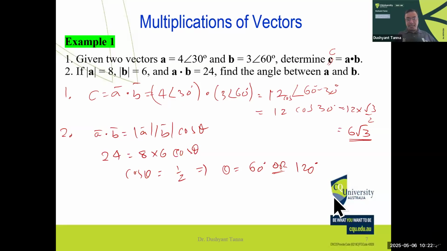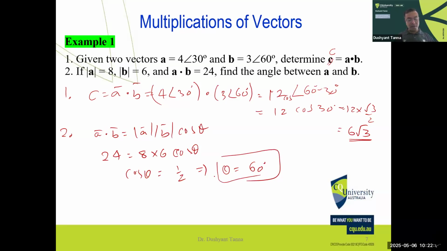Cool. So yes, 60 or 120. Reason being, 60 or 120 is... sorry, no, it's fine. That's 60, sorry, because 120 will be in the second quadrant, and in the second quadrant cos is negative. Sorry, just 60. I don't know why I thought of 120. If it was sine, yes, 60 or 120, but we are not talking about sine here. Just thinking about cos here.